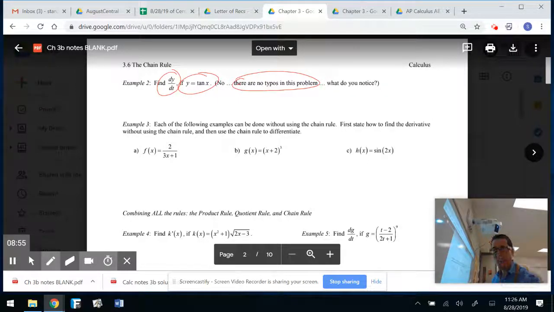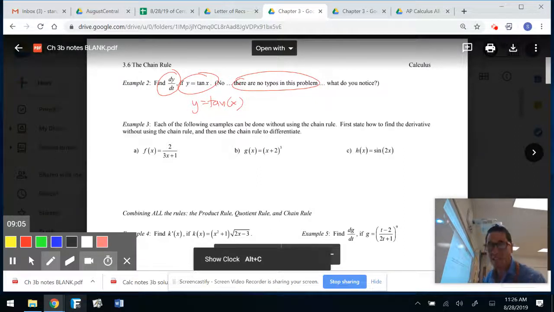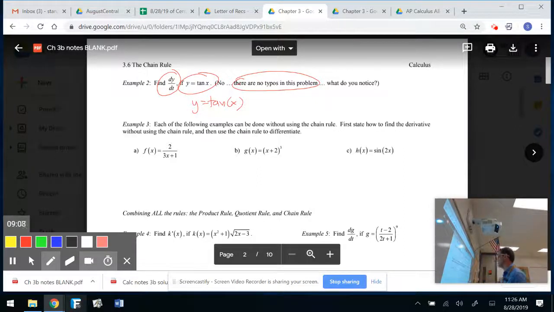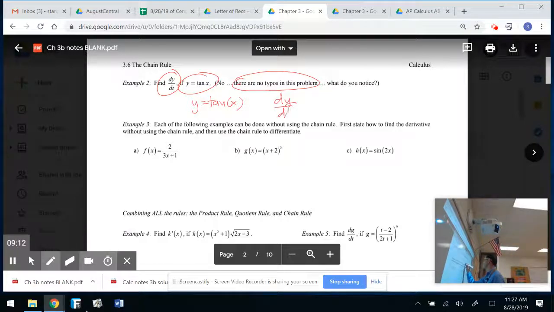Well, it's kind of like we have an inside and an outside. Well, what do I do here? I guess the only way I could rewrite this problem would be like this: tangent of x. So I could maybe pretend like x is on the inside. So that's the part I'm not going to touch. Okay, so let's go ahead and take the derivative with respect to t.